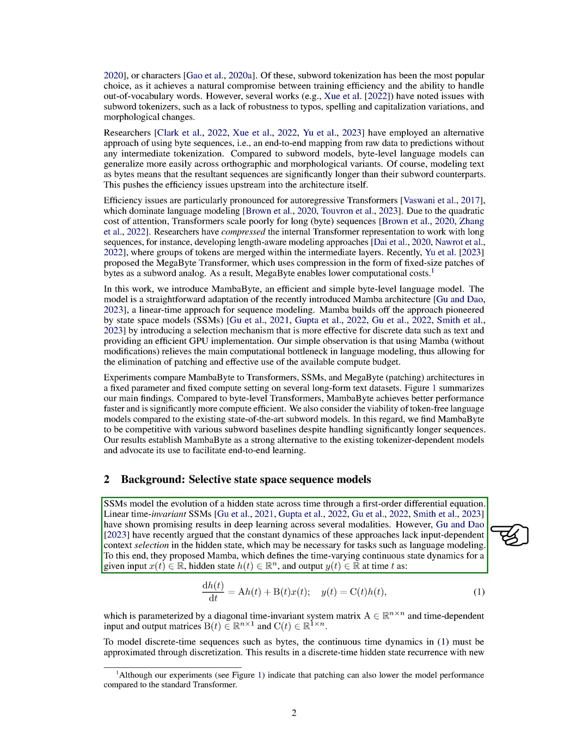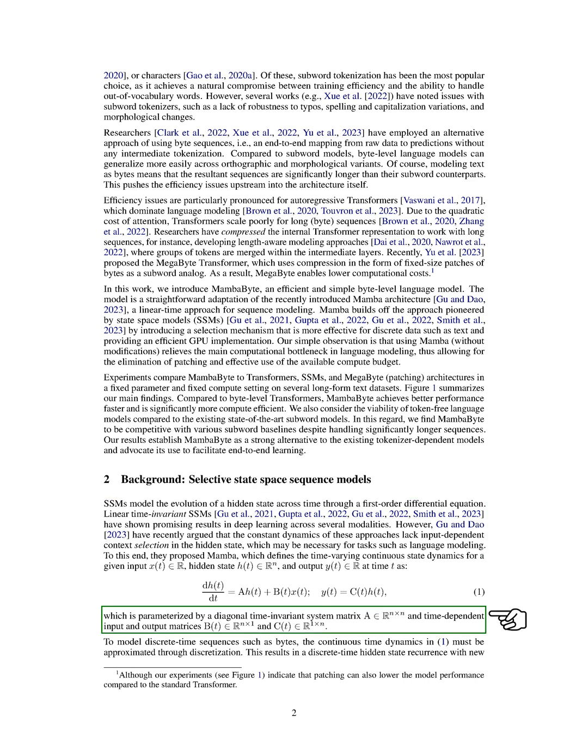SSMs model the evolution of a hidden state over time using a first-order differential equation. These models have shown promising results in deep learning across several modalities. However, they lack input-dependent context selection in the hidden state, which may be necessary for tasks such as language modeling. To address this, Mamba was proposed, which defines the time-varying continuous state dynamics for a given input, hidden state, and output at a specific time.